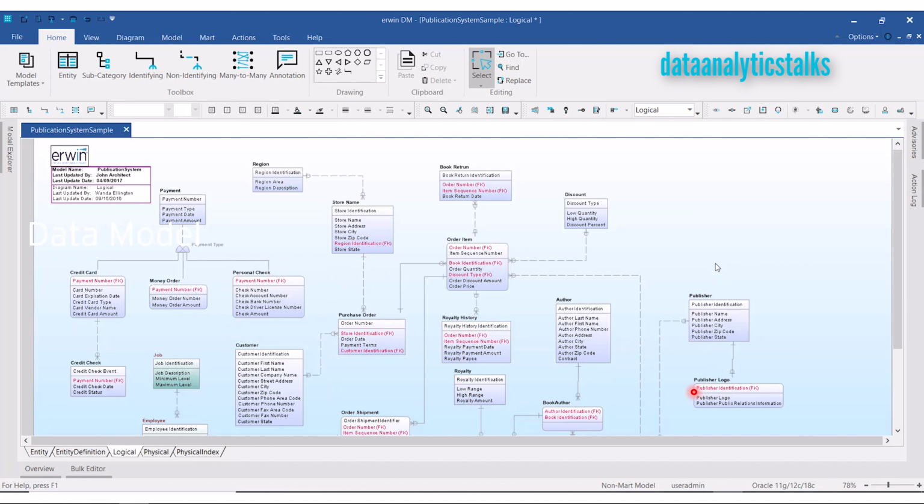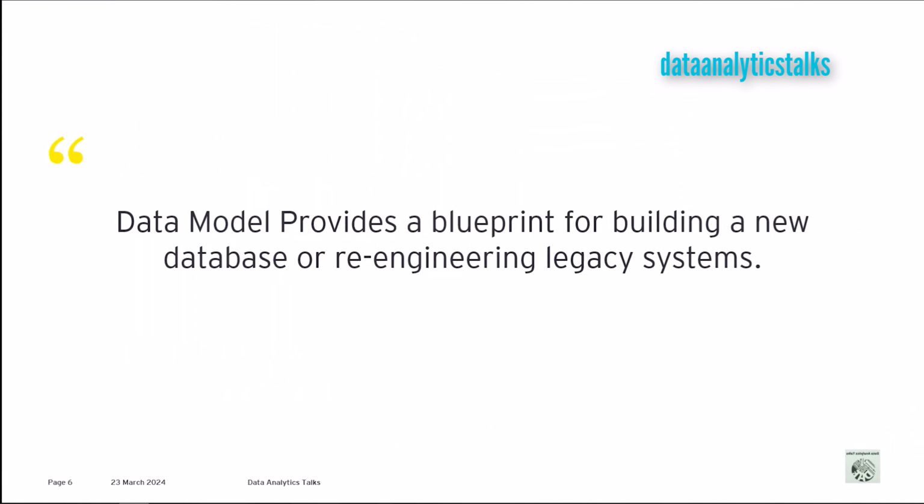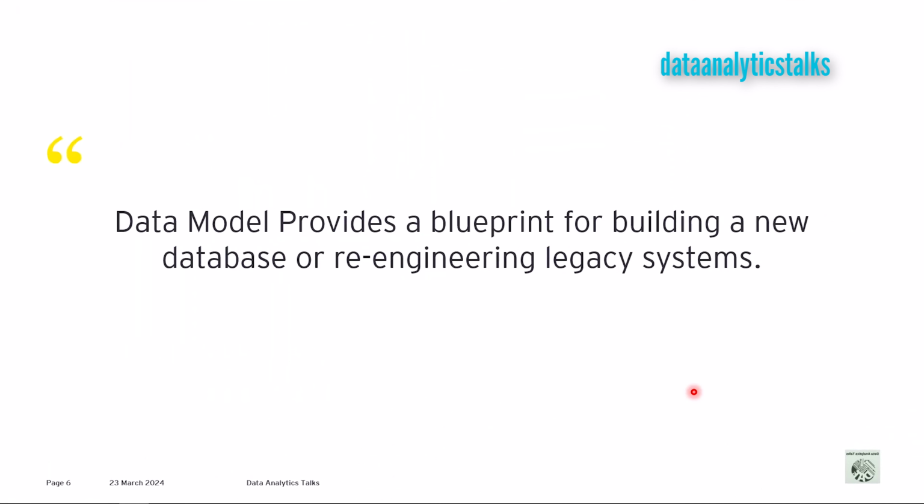So a data model can be used to define a system's requirement. So from a definition point of view, data model provides a blueprint for building new database or re-engineering legacy systems. Two things data model provides: a blueprint for building a new database or re-engineering legacy systems.